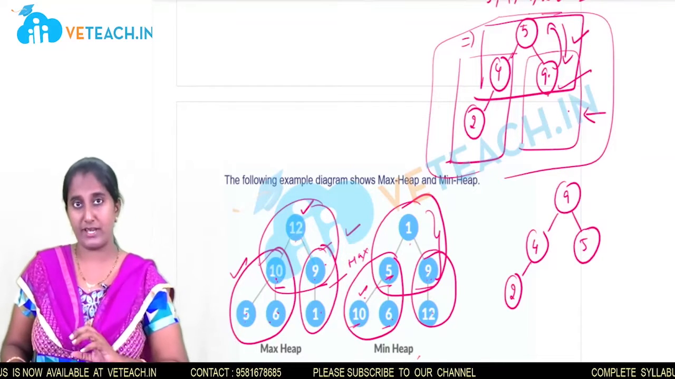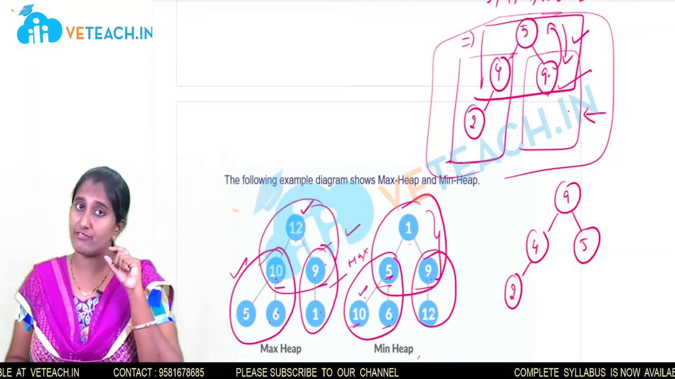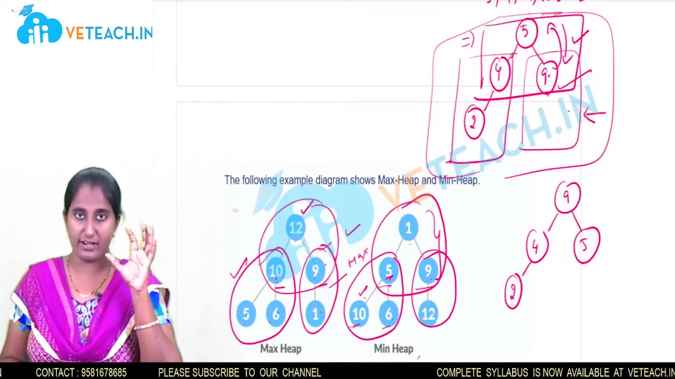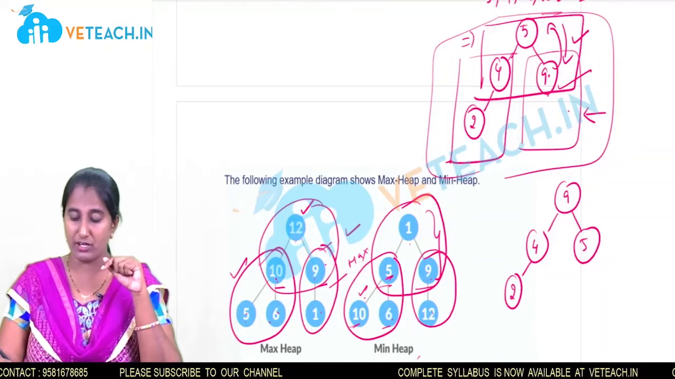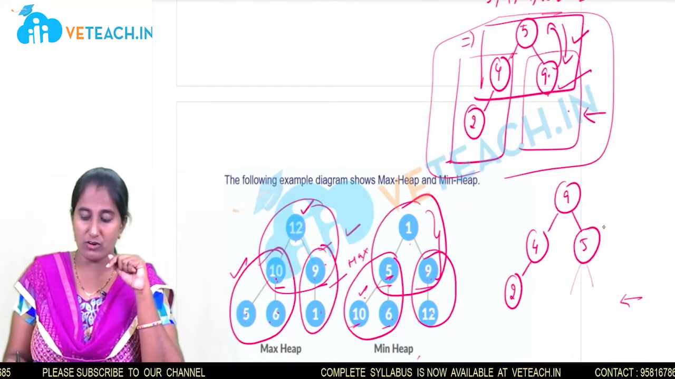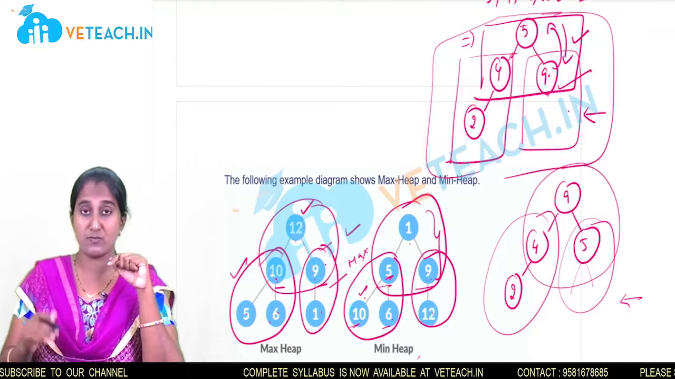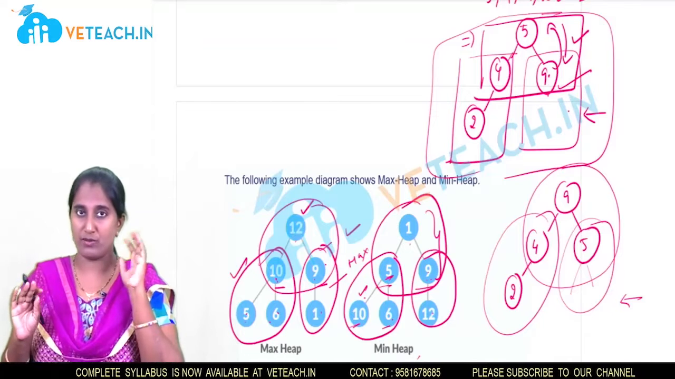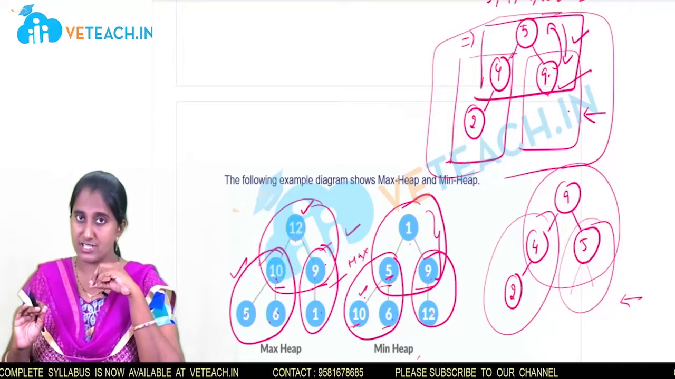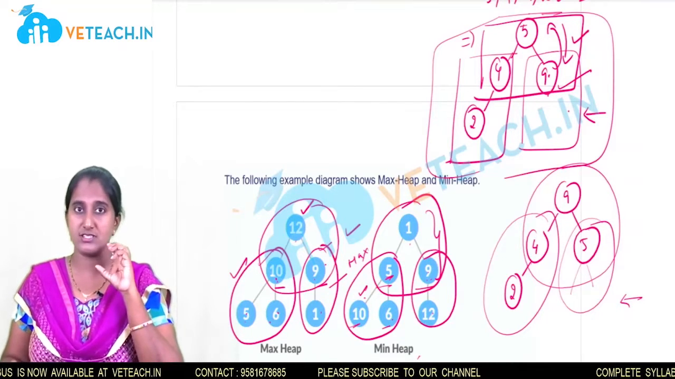Whenever swapping takes place, again you need to check whether each and every subtree is following the heap property, until no modifications are done. Again, you need to check from the bottom level. There are no child nodes here, so this is a max heap. This is also a max heap and this is also a max heap. I have not swapped any more elements. Like this, you need to compare each and every subtree until no modifications are done. Then only is the given tree a heap tree.